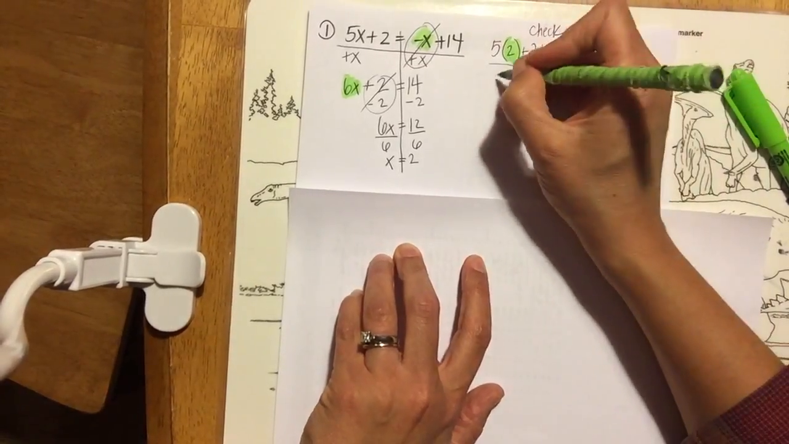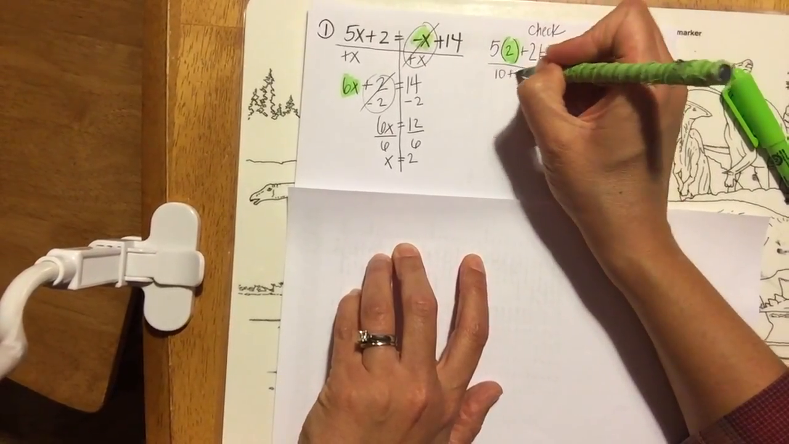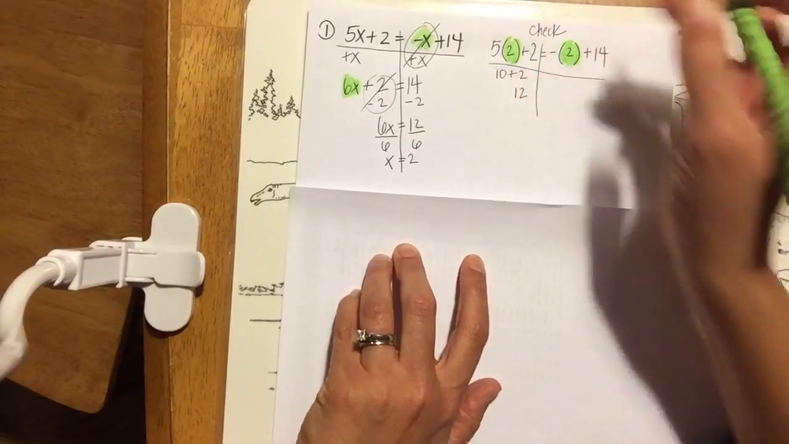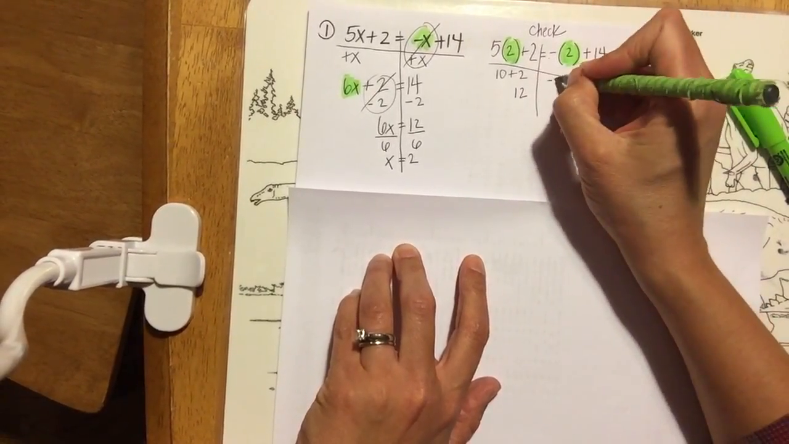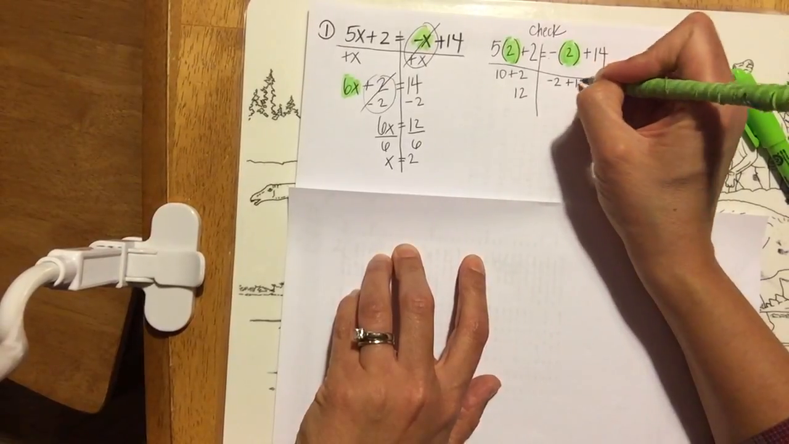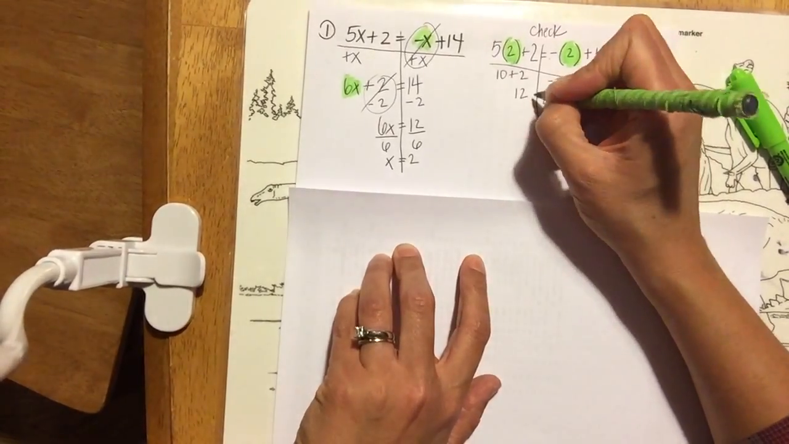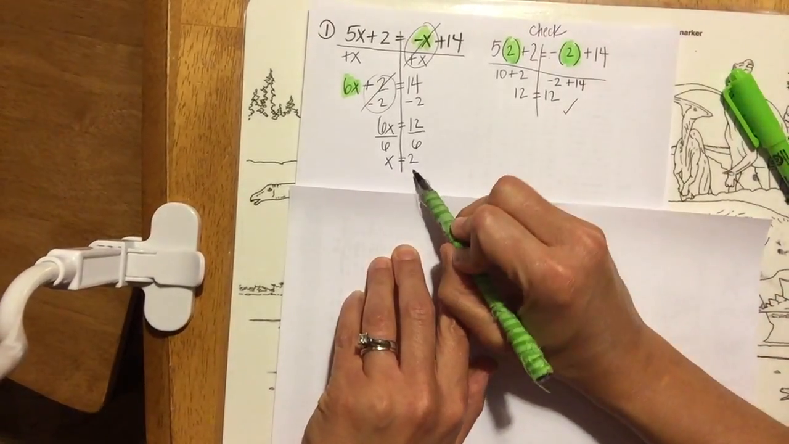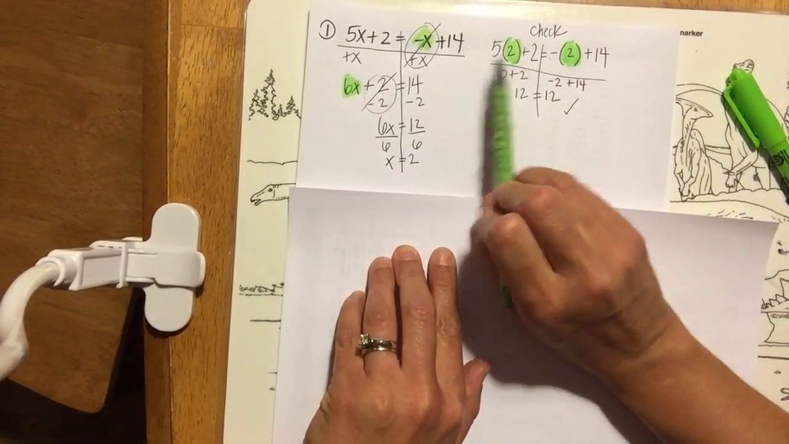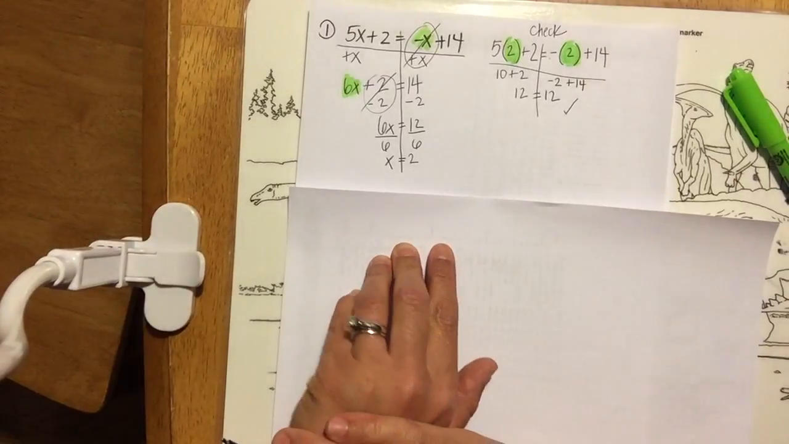5 times 2 is 10, plus 2 is 12. And on the right-hand side, the opposite of 2 is negative 2. And if I add 14, then I get 12. And I just solved that equation, and I know it's correct because 2 is the only number that would make this equation balanced or true.